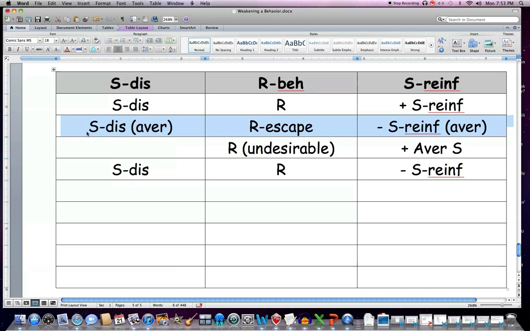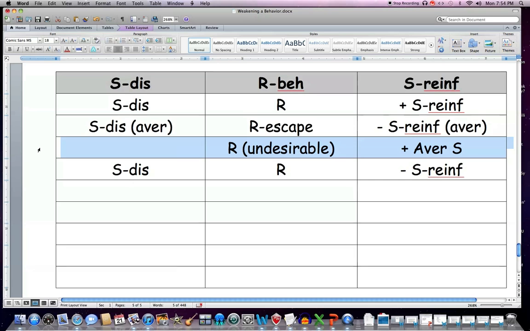Let's say we have a discriminative stimulus which is aversive. It's something bad. The behavior that it triggers is called escape behavior. What's reinforcing is that this aversive stimulus is then removed or subtracted from the situation, and we have negative reinforcement. See, positive, it's added; negative, it's taken away.